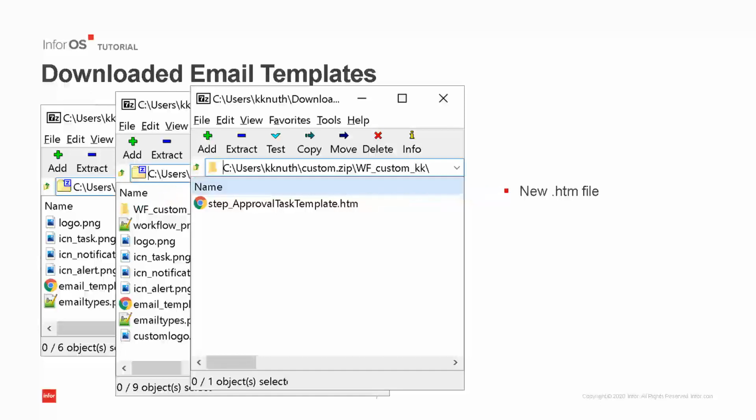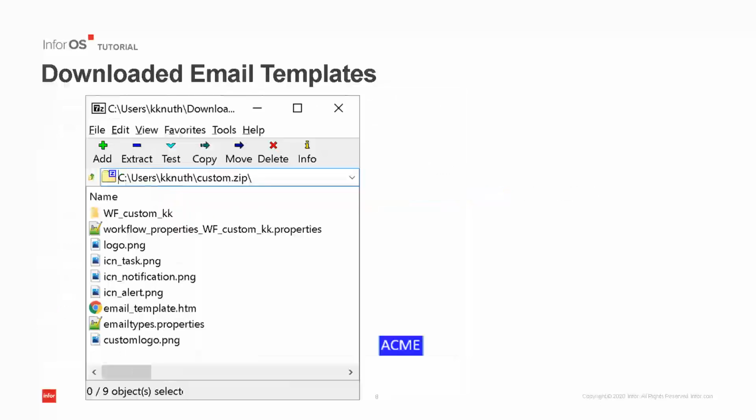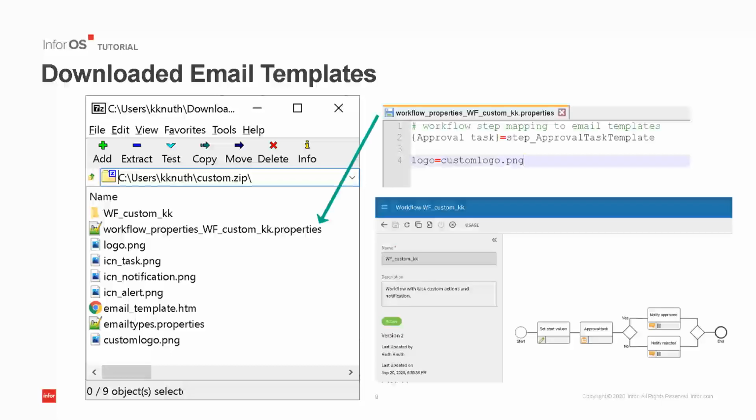So the first file is going to be the custom logo graphic that the manager wanted us to display, that Acme blue box logo. And that's going to be this file right here. The next change we'll make is to create that workflow properties WF custom KK properties file. Now that's a little long name. You have to get the naming correct because the first part, the workflow properties file, is static.